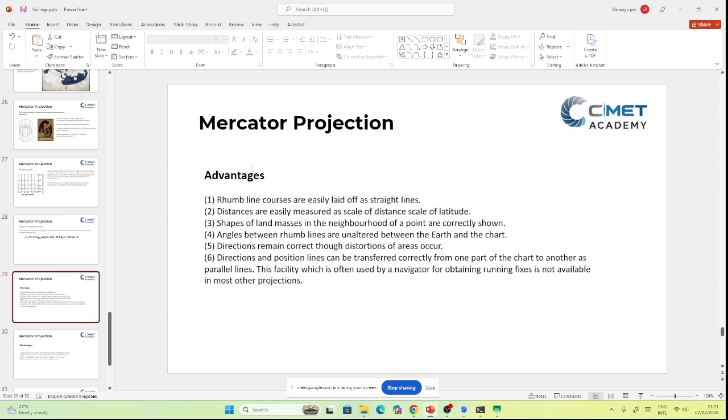Second advantage, distances are easily measured using the distance scale, which is the latitude scale. One minute of latitude is equal to one nautical mile. You can straight away use the latitude scale to measure the distances. Third, shapes of land masses in the neighborhood of a point are correctly shown. Don't worry about this one at this point, right?